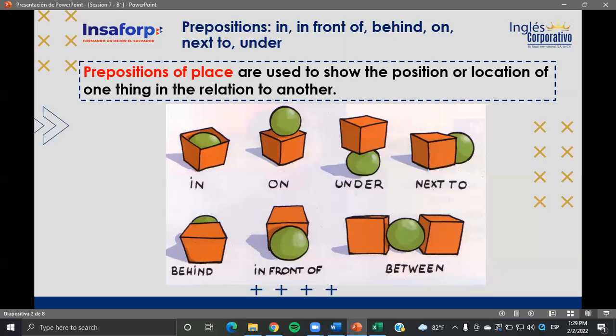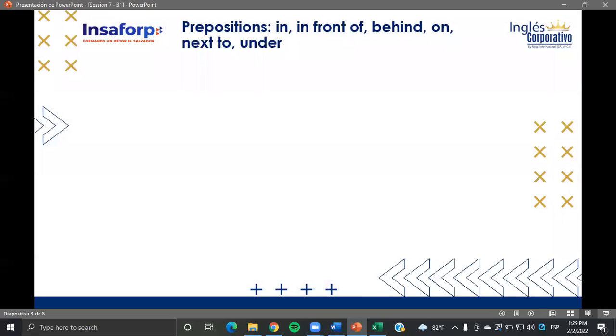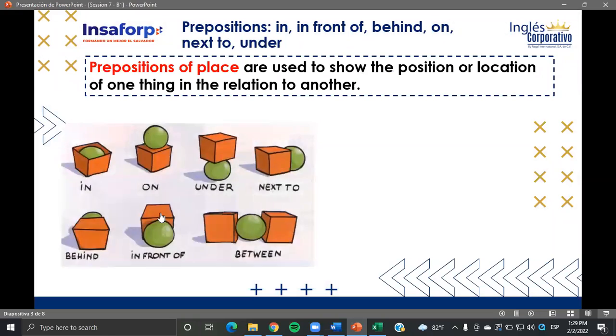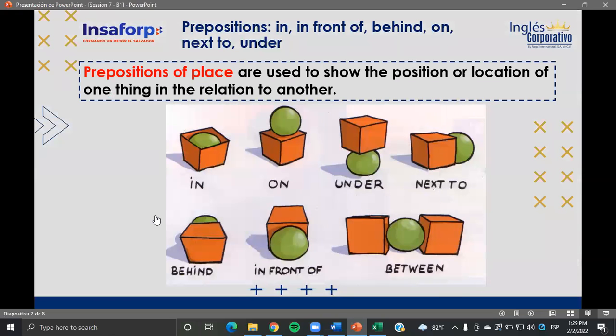Between. So we have three objects, right? And the ball is, imagine this is the ball, right? And we have the two boxes. So the two boxes are my hands, okay? Mis dos manos son las cajas, digamos, and the ball, the mouth, right? Okay? So in, on, under, next to, behind, in front of, between. Listen again.